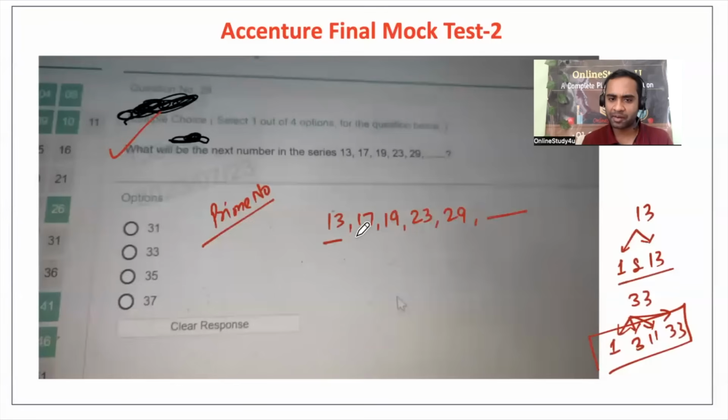So 13 is a prime number, 17 is a prime number, 19, 23, 29, and after that it will be 31, right? Even 37 is also a prime number, but they're asking what is the next number in the series. So after 29, we will have 31. So we will mark option A as the correct answer.